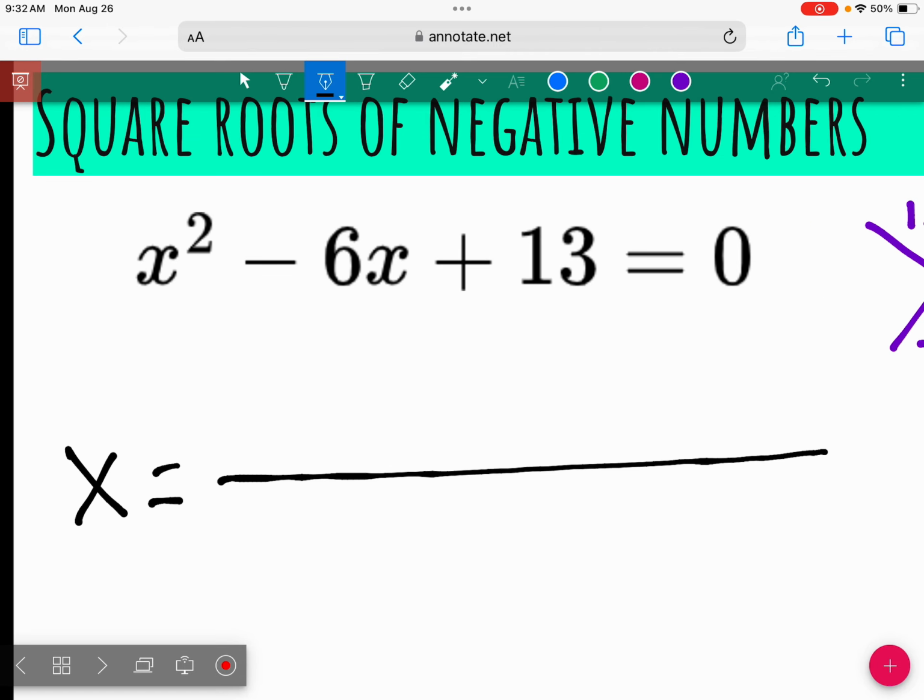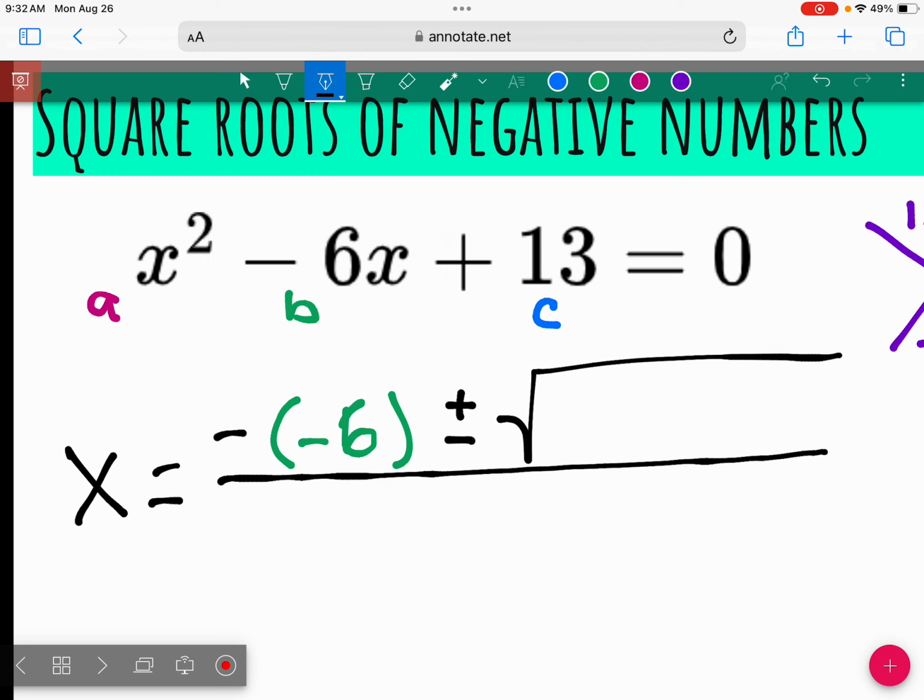So when we're filling this in, I do tend to put it in double signs and all exactly as it exists. Where my A is 1, my B is -6, and my C is 13. So X equals -b would be -6. That is a weird 6, but that gets the vibe. Plus or minus the square root of -6 squared minus 4 times A times C.